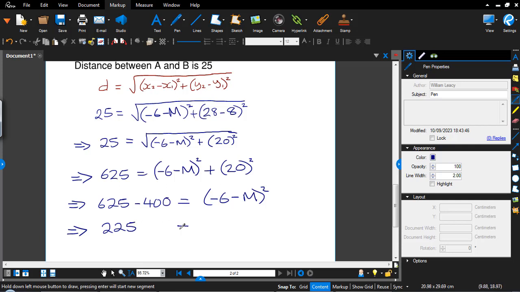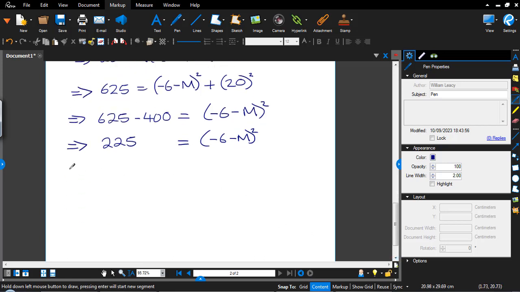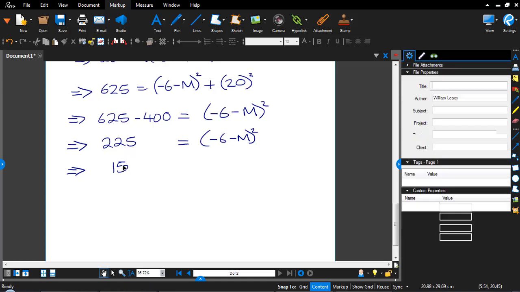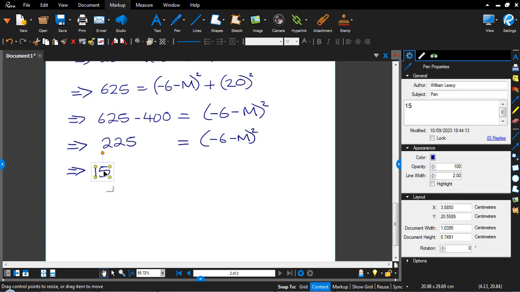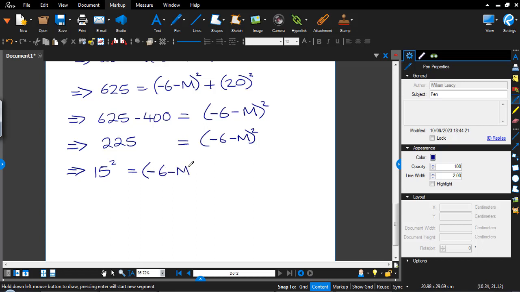That number should shout out at you. You should know it's a square number by now. So 225 is equal to (-6 minus m) squared, and you'll always have a square number here if you did it right. So that implies, what number squared is 225? Well, it's 15 squared. So let's pump the brakes here. So 15 squared equals (-6 minus m) squared.